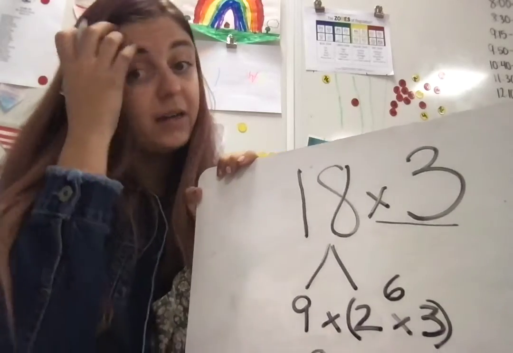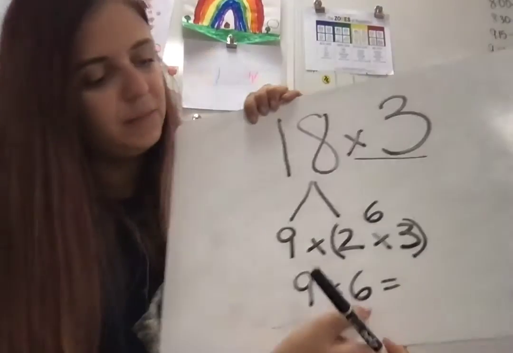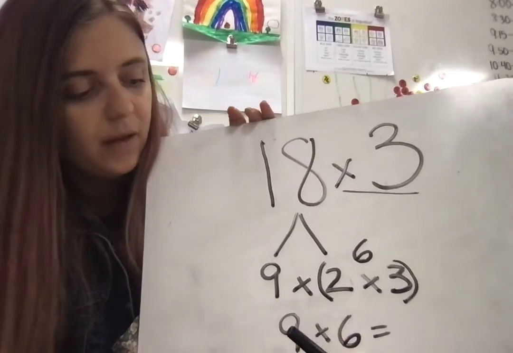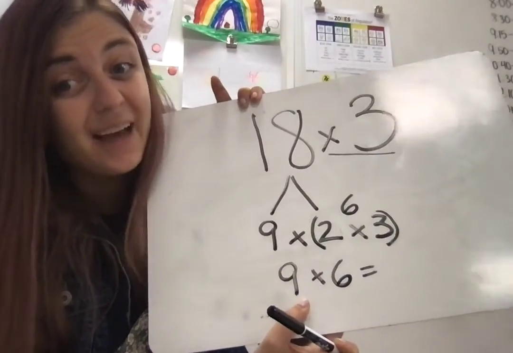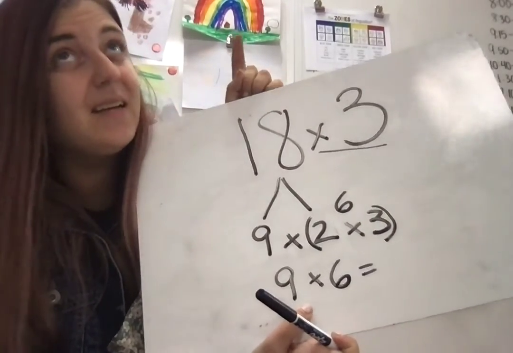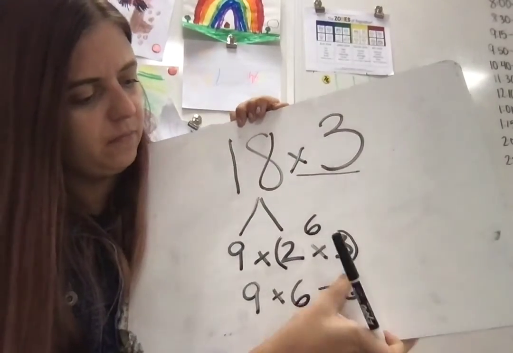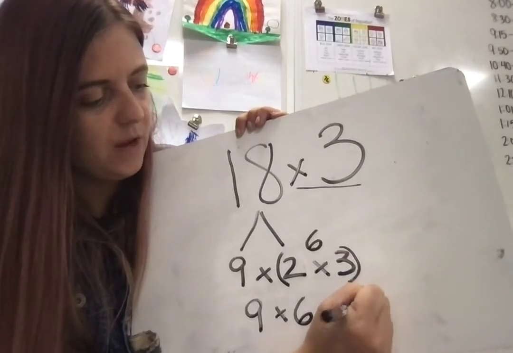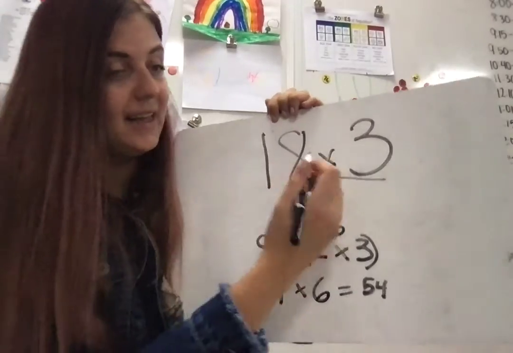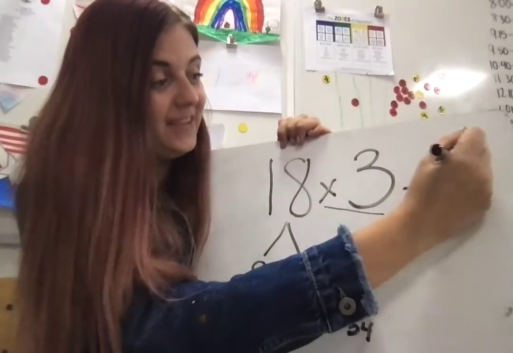So my 9 facts, I know that 9 is close to 10. So I could do 10 times 6, which I know is 60. But then I need to take away a 6 because I'm actually only doing it 9 times, not 10. So 60 minus 6 is going to give me 54. Which means that 18 times 3 equals 54.